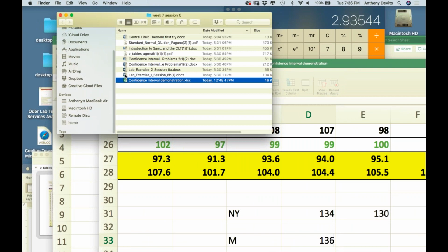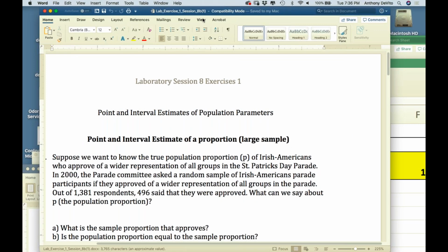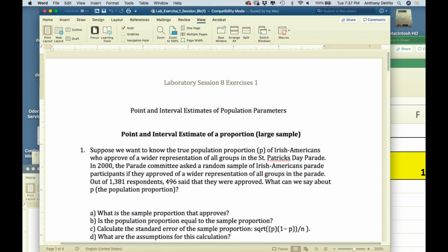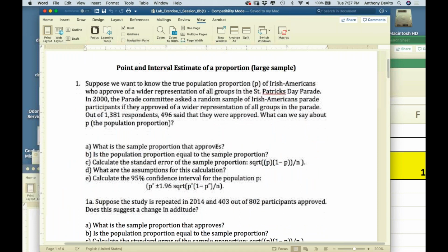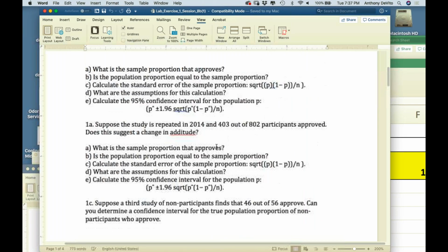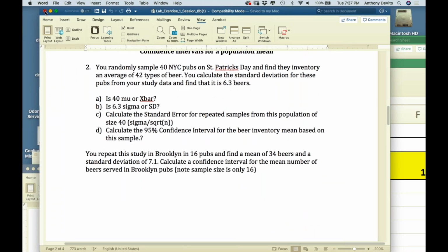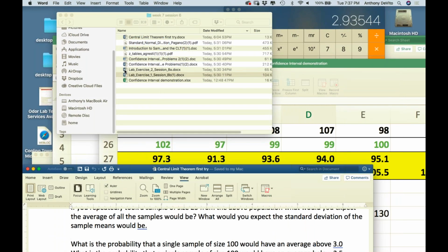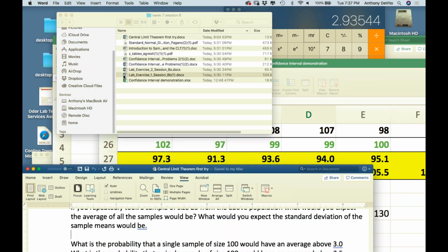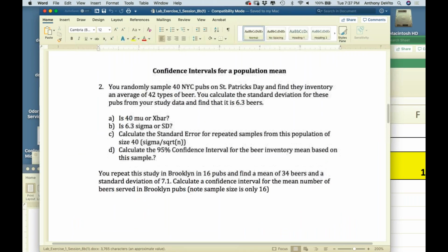And I think if you go to exercise 1, okay, and I'll blow this up just a little bit. And I'm going to get you guys to do this, hopefully. Oh, no, that's a proportion. I'm going to go to the second part of this. I don't like this one. Actually, why not? St. Patrick's Day. Let's stick with that one. Okay, second part of this.